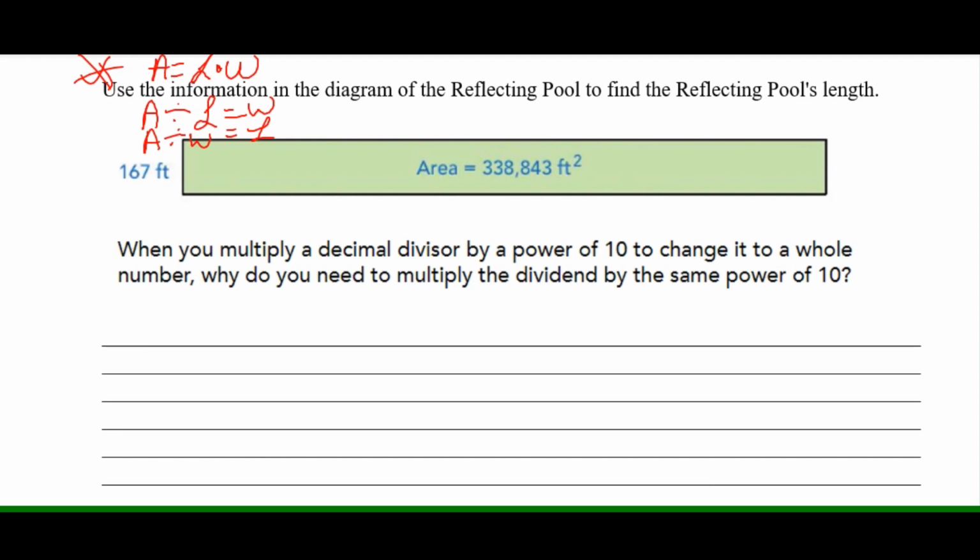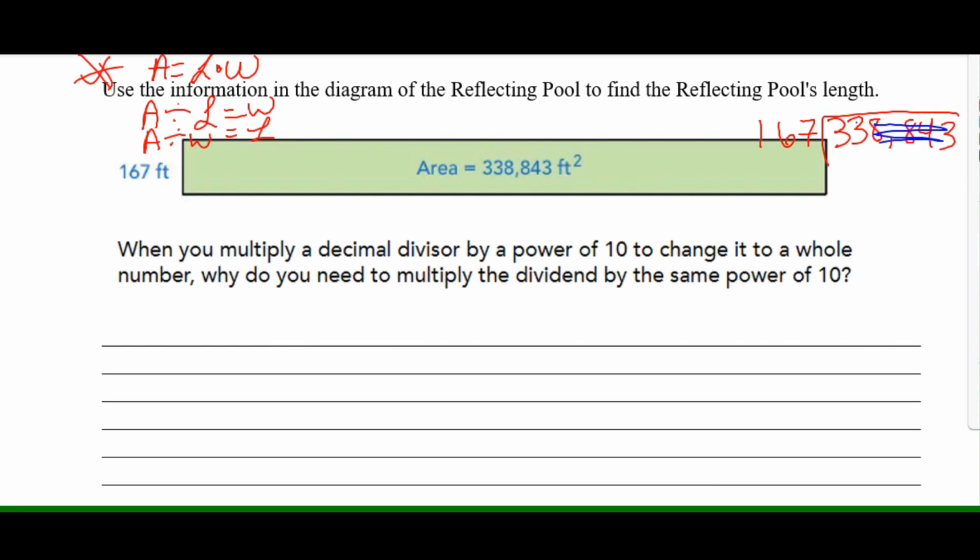So we have to start with the area, which is 338,843 divided by 167. And then once we divide, we'll have our answer. So we have to figure out how many times 167 goes into 338. And the reason we're going to use 338 is because we know that 167 can't go into 3. So we're not going to put a number above that 3. So we're going to move to the next number.